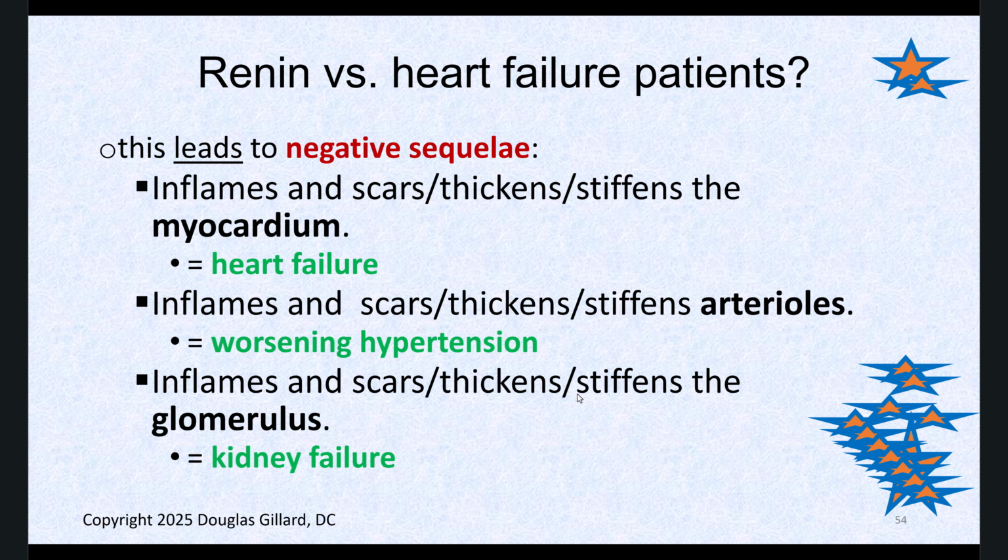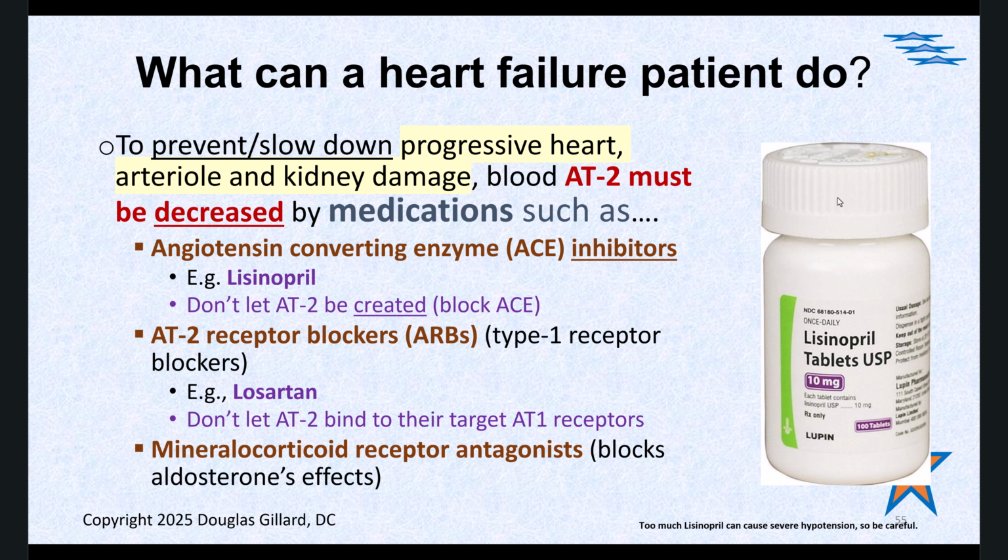How do they do that? They get in there and they cause a inflammation, a fibroblast heavy inflammation. And that fibroblast heavy inflammation, it scars up things like the myocardium, like the tunica media of arterioles, and like the glomerular capillaries of the kidney. So it's very important in people with heart failure that we have to use medication to decrease the amount of angiotensin 2 and aldosterone in particular if you want to live long.